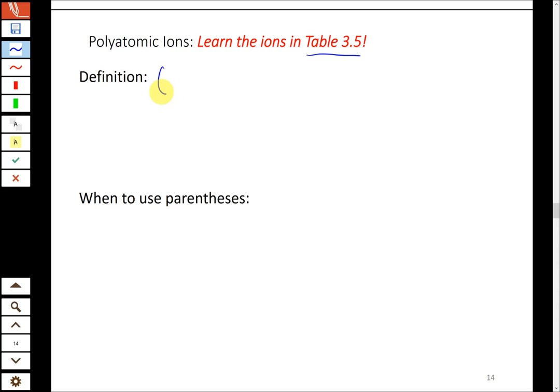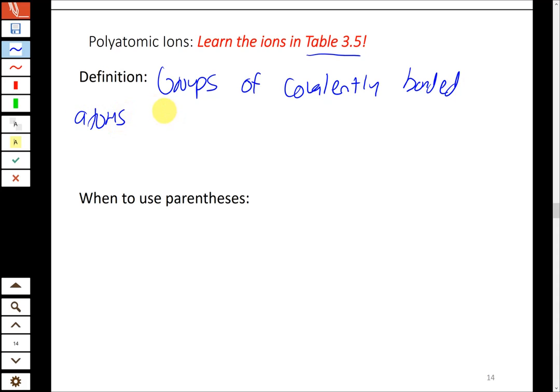So polyatomic ions are groups of covalently bonded atoms that have an overall charge. They can also be part of ionic formulas because they can pair with other cations or anions to make ionic formulas where you still have just electrostatic interactions, cations and anions pairing together in the formula. So they're groups of covalently bonded atoms that have an overall charge.